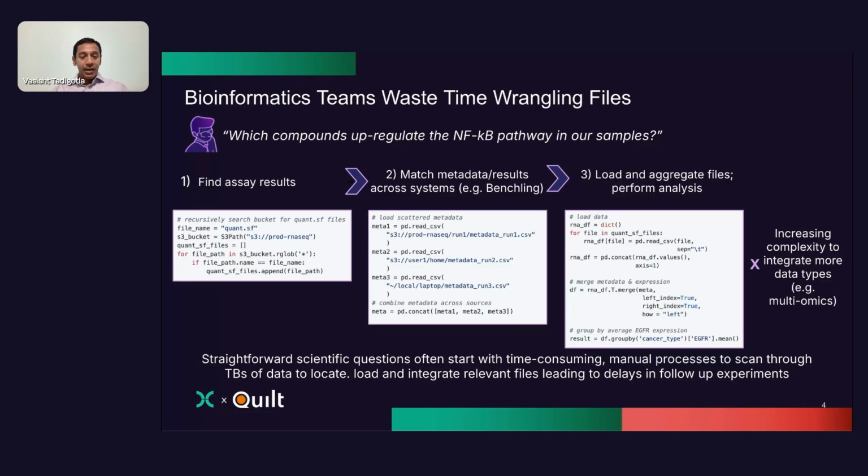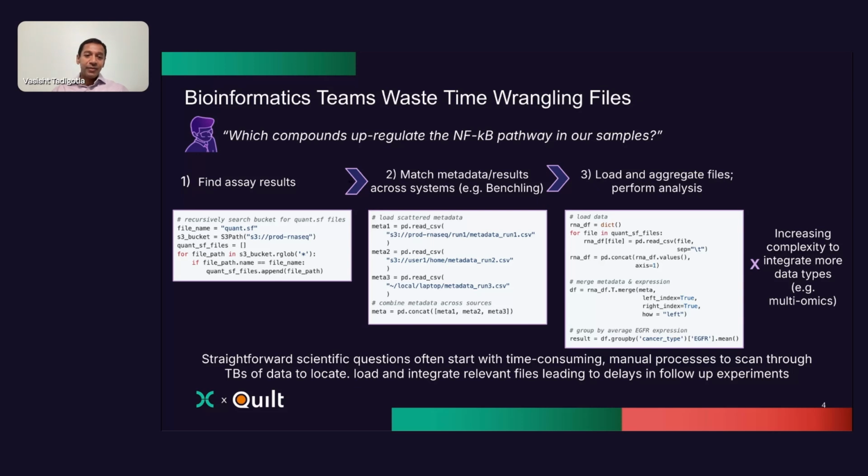So a lot of the time is spent trying to figure out where data is. It's a simple question: I have a set of compounds that I'm testing against samples, and I want to understand, in this case, which of these compounds upregulate the NF-kappa B pathway.